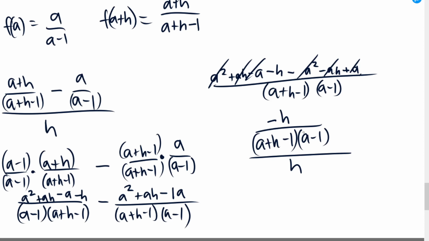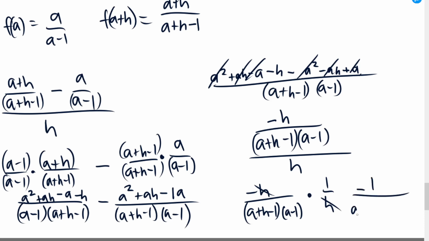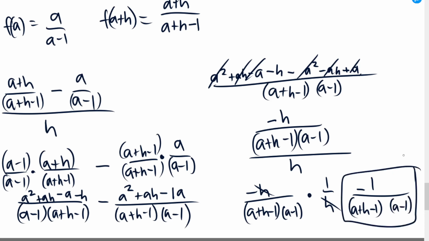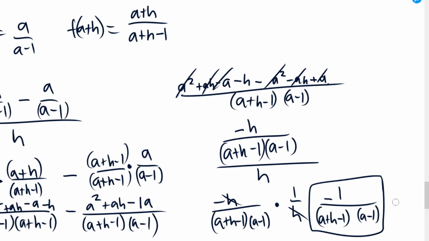Now, I just brought this over H back. We were ignoring it for a minute, but now we're back. Now what we can do is negative H over A plus H minus 1, A minus 1 times 1 over H. Now these will cross out, but we'll keep the negative, so it will be negative 1 over A plus H minus 1 and A minus 1. Pretty gross if you ask me, but it's okay. We did it.